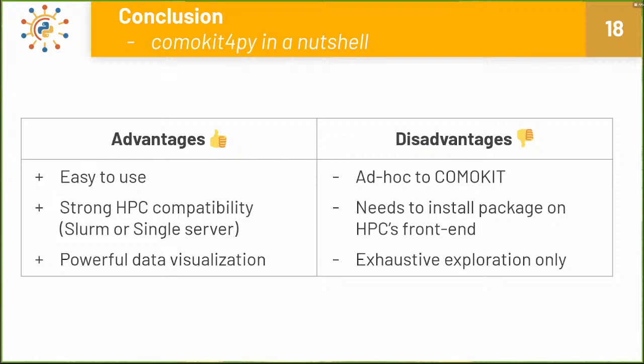And so the advantages are that it's really easy to use, with strong HPC compatibility, especially the Slurm one. And it has all the powerful Python data visualization libraries and tools that we can imagine. The only problem that we have right now is that it's really ad hoc to the Comokit model. And we still have to continue to develop it, especially to be able to gather all the GAMA models and to have a more generic library. And that's what we plan to work on for the development of that library.